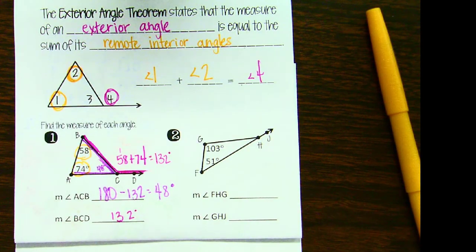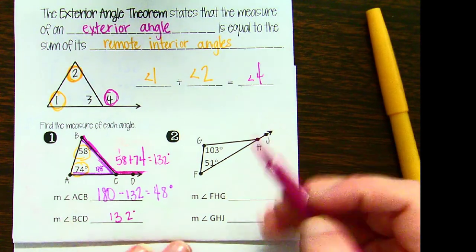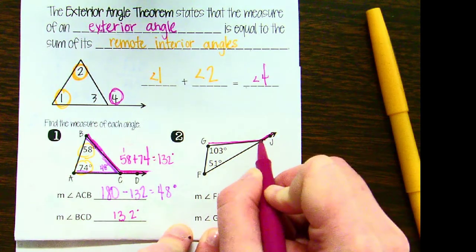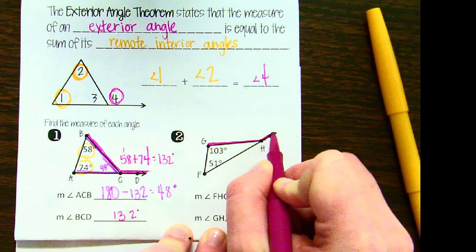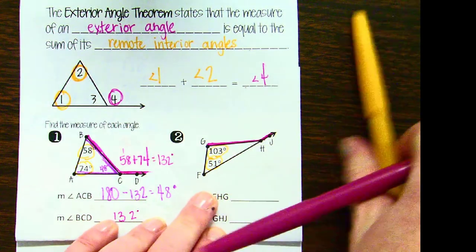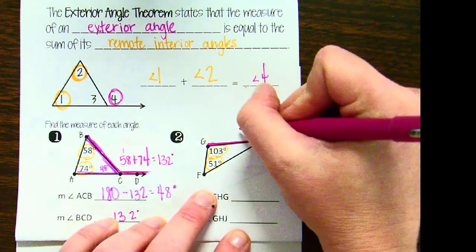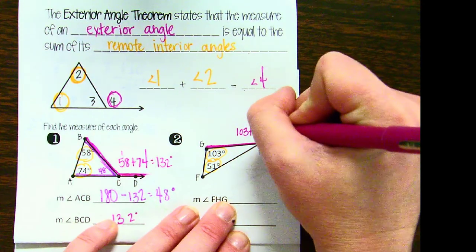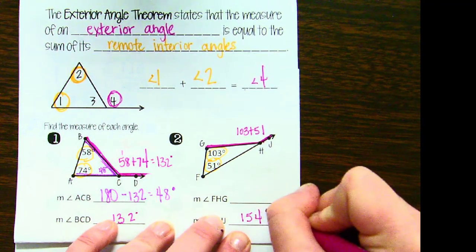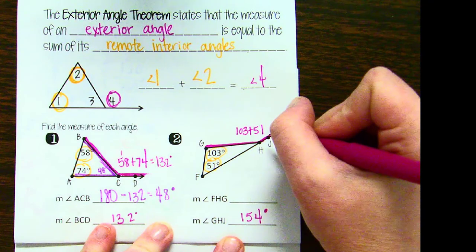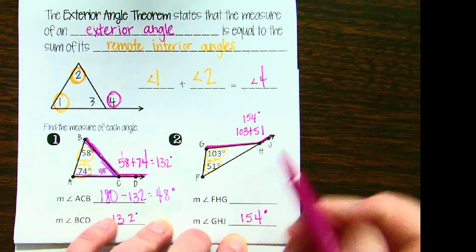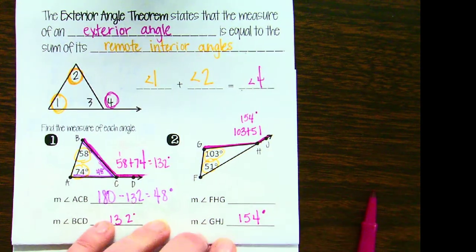For the second example, from G to H to J is the exterior angle outside the triangle, and that one is really obtuse right there. I'm going to find it by using its remote interior, the two angles inside the triangle that are the farthest away. So 103 plus 51 will give me 154 for the measure of angle GHJ. So if you want, you can write 154 degrees right here. So that doesn't leave a whole lot for this little tiny acute angle right here.